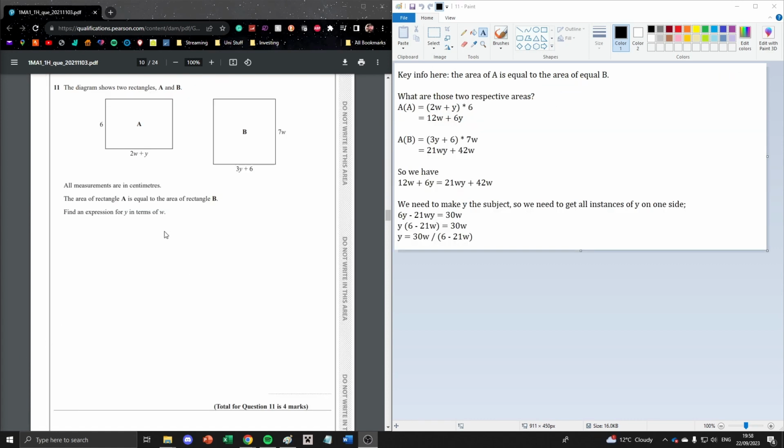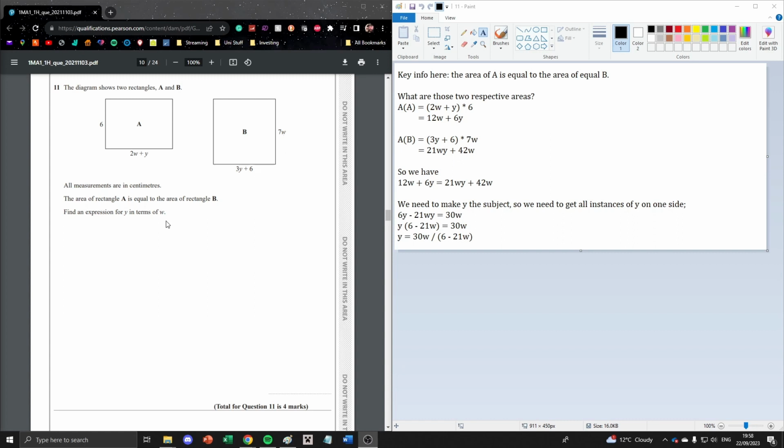So question 11 is a bit of a combination of an algebra problem and also an area problem. So we're given two rectangles, A and B. Rectangle A has got side lengths 6 and 2w plus y, and rectangle B has got side lengths 3y plus 6 and 7w. We're told that all measurements are in centimeters, the area of both rectangles is the same, and we're asked to find an expression for y in terms of w.